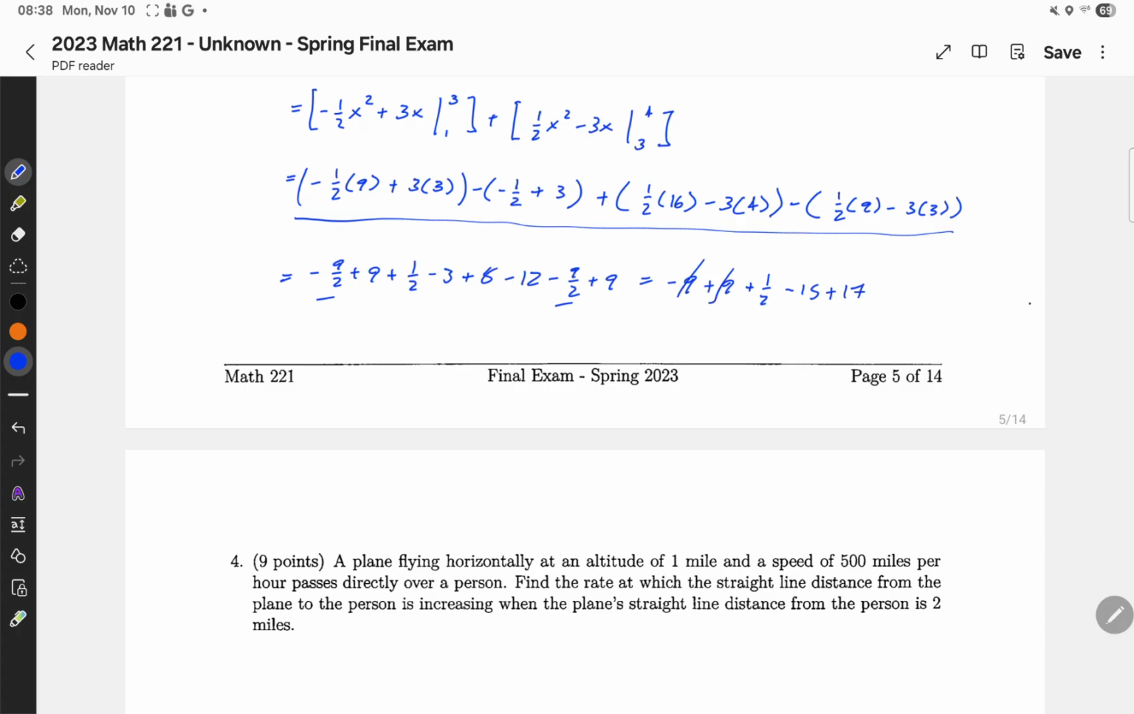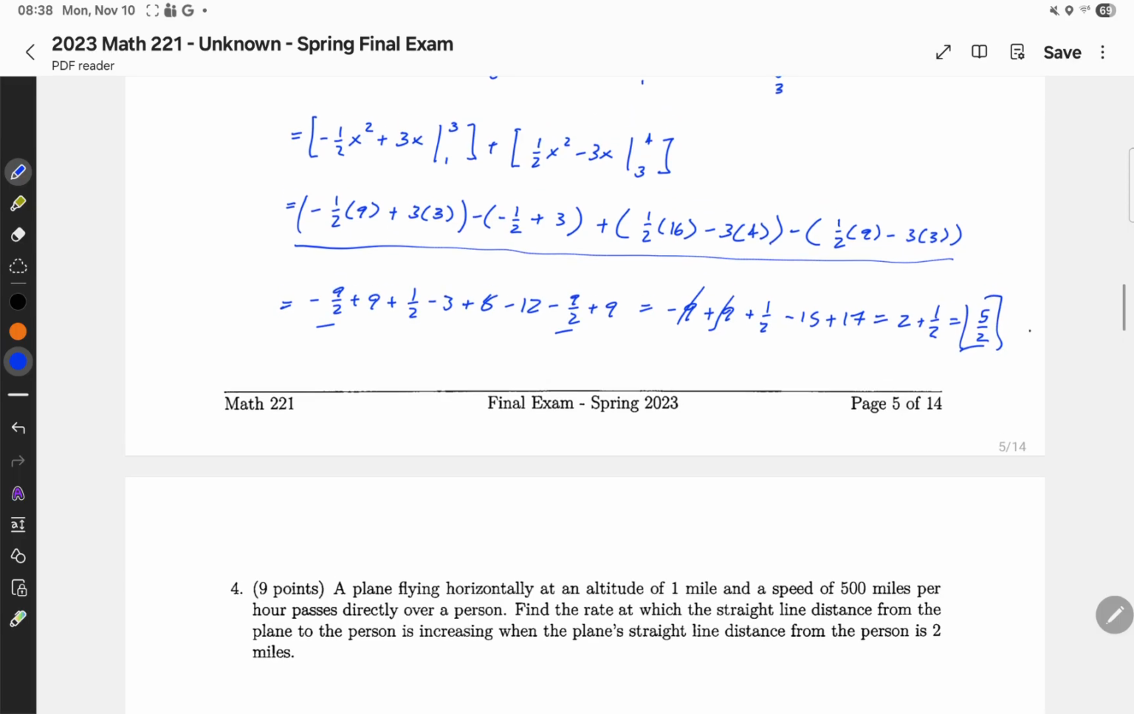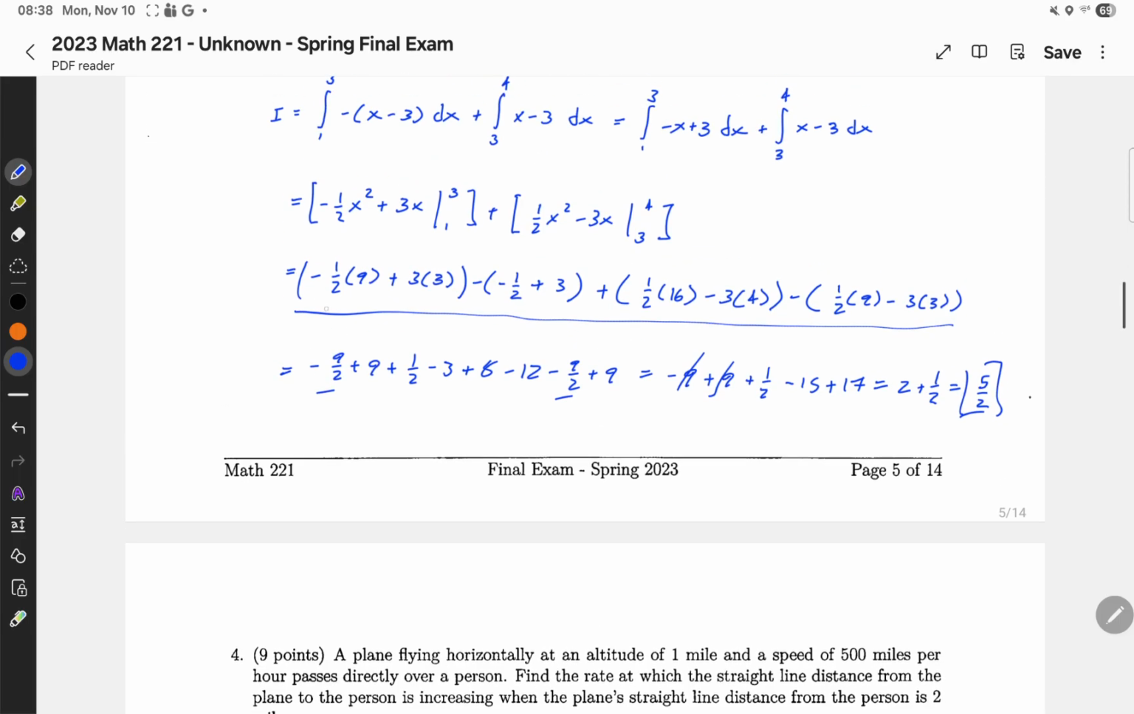So these two 9s cancel. This is going to be equal to 17 minus 15 is 2 plus 1/2. That is going to be 5/2. So that is the simplified answer. Of course, again, I would highly recommend you just leave it as this on your test up here.